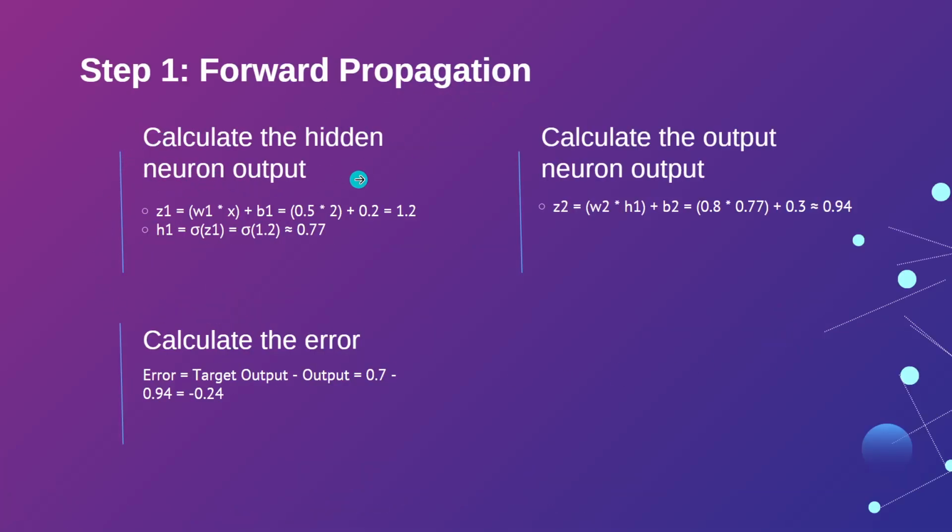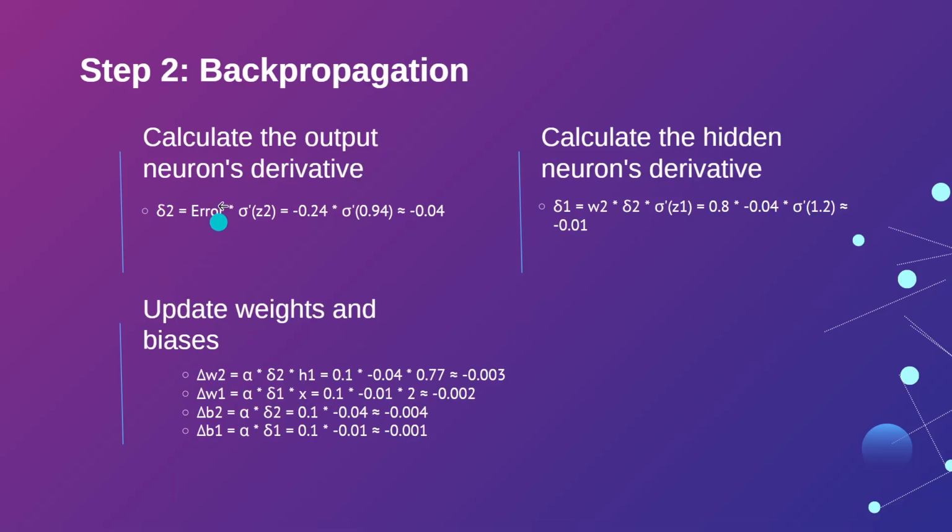First, we need to calculate the hidden neuron output, for which we first need to compute the weighted sum of the input. Then we need to apply the activation function, sigmoid in this case. Then we have to calculate the output neuron output. Also compute the weighted sum of the hidden neuron output. After that, we can calculate the errors. The error is the difference between the target output and the actual output. In this case, we have 0.24 minus 0.24.